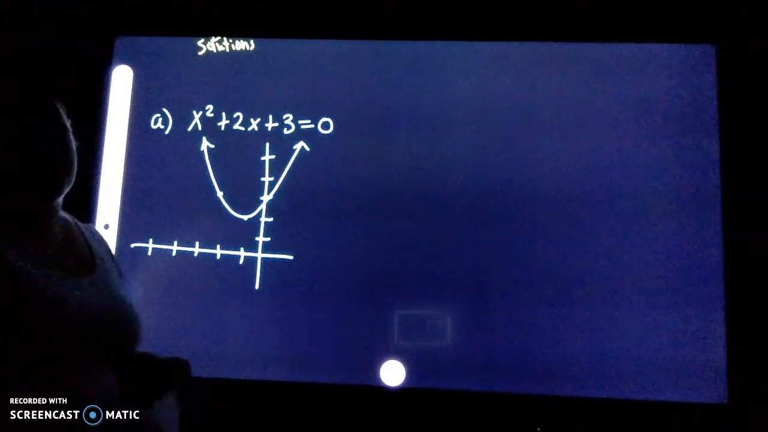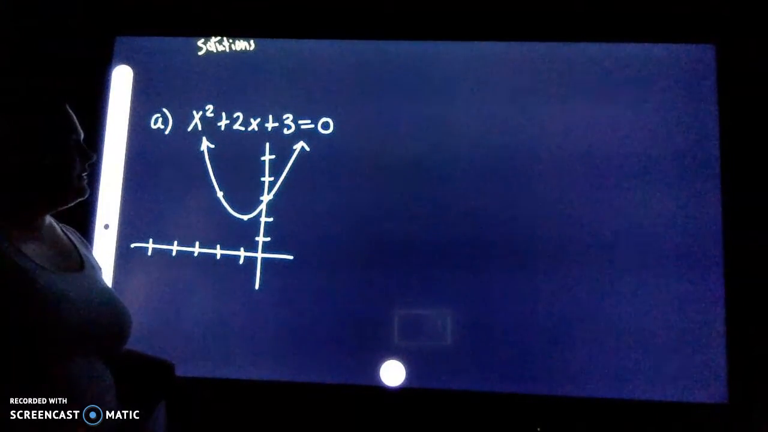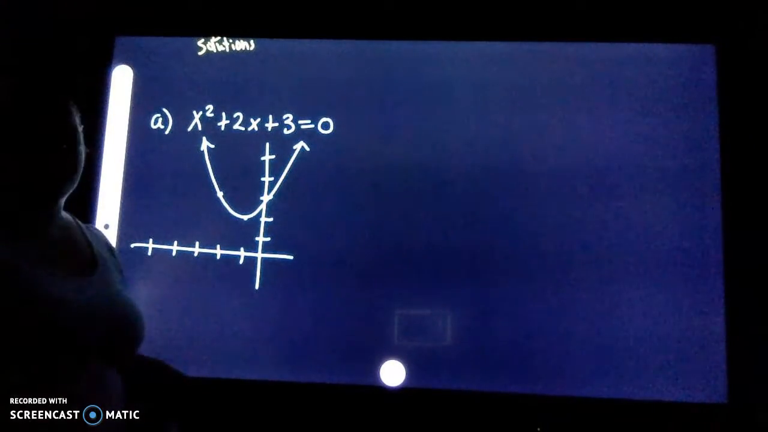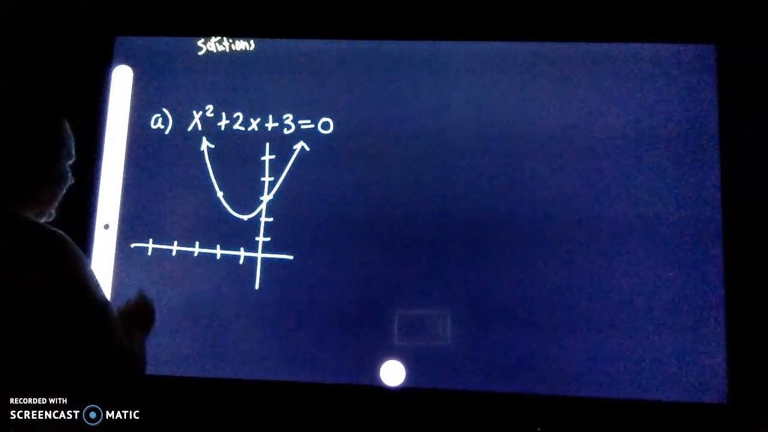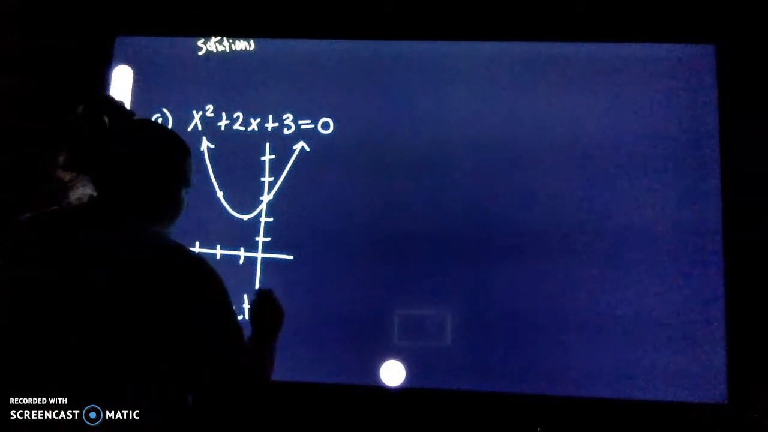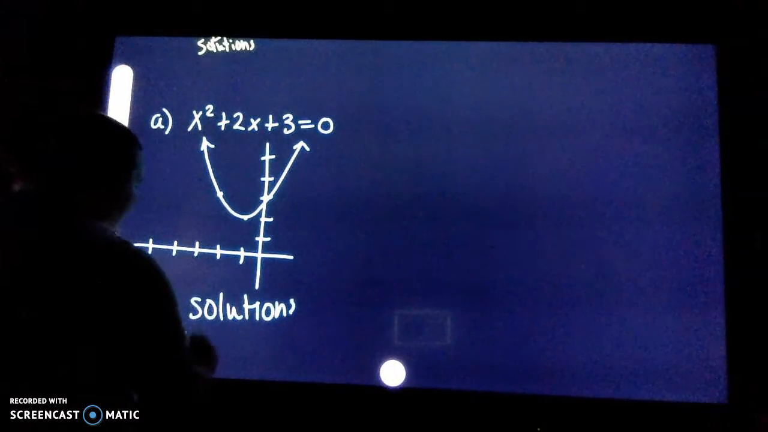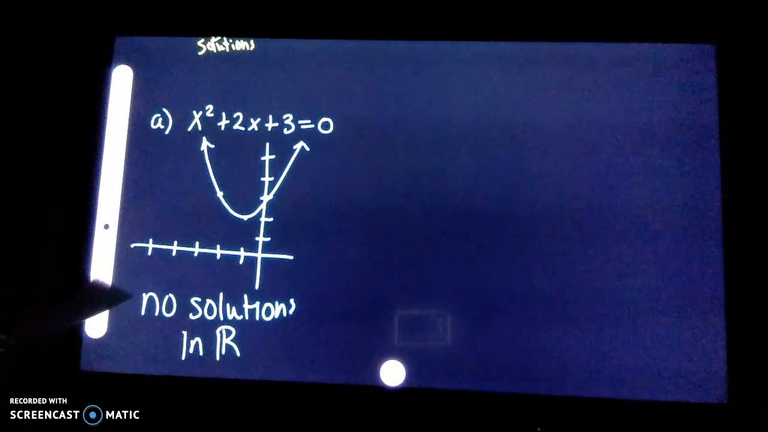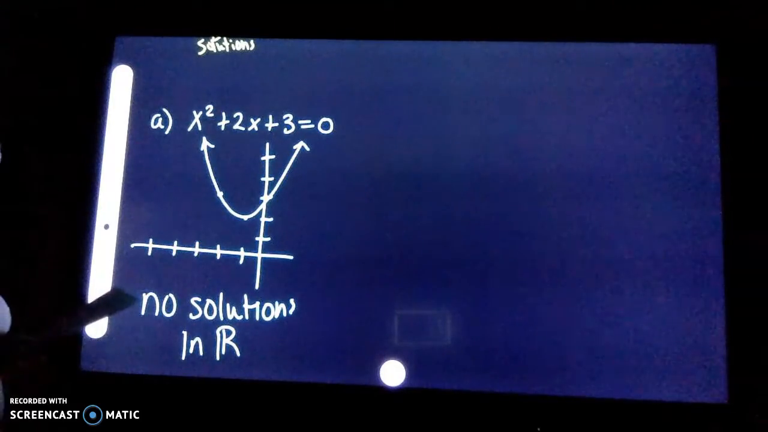What are the solutions to that parabola? Follow-up question. Did it ever cross my x-axis? So this would have no solutions in the set of real numbers, which we just used the double-walled R to talk about that one, because it did not touch my x-axis.